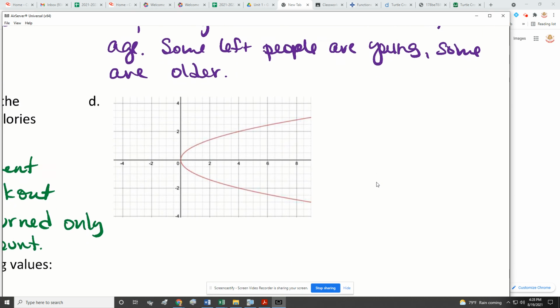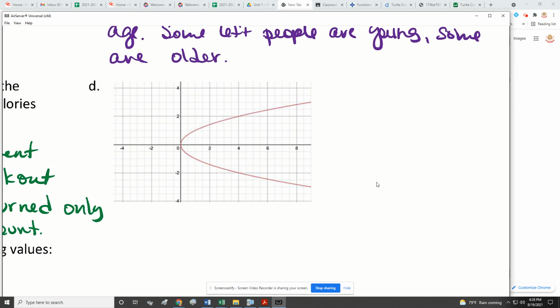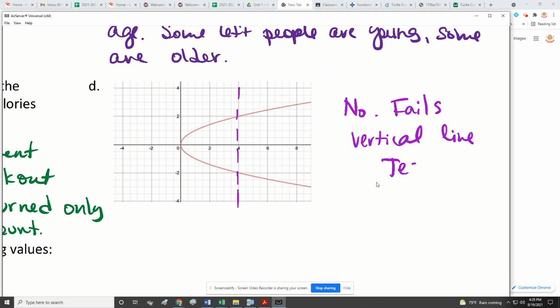All right, let's look at D. So for D, we have this graph, and we want to know if it's a function. And this goes back to the vertical line test. So we would say no, that this function fails the vertical line test. And you can take individual, like 4 is paired with -2 and 2. That cannot happen.